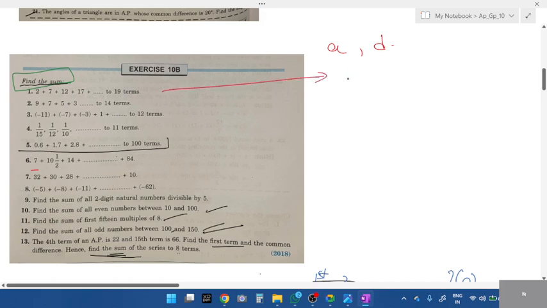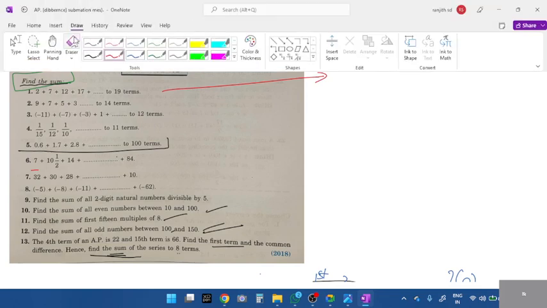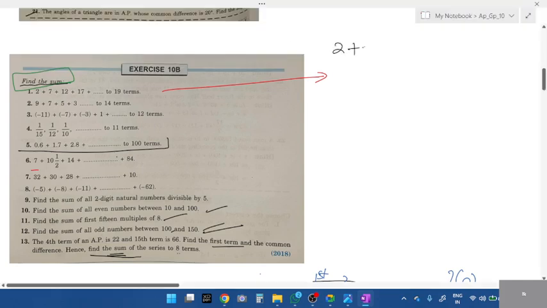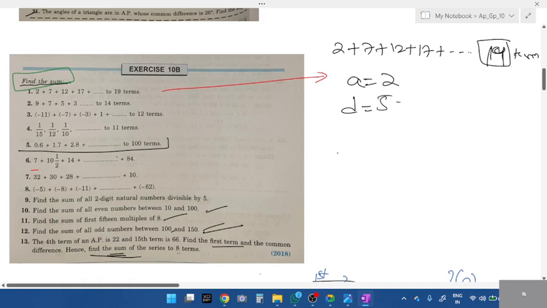Look here. 2 plus 7 plus 12. Only one question. 2 plus 7 plus 12 plus 17, up to 19 terms. 19 terms are given. The last value is also given. A is equal to 2. What is D, students? Tell me D from here. 7 minus 2. D is equal to 5.